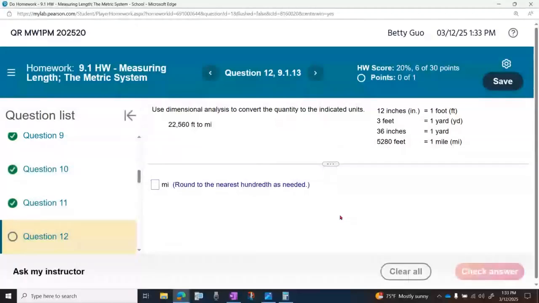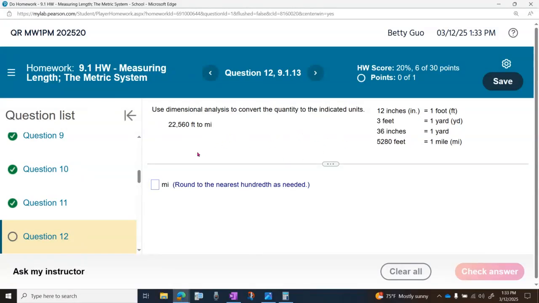All right. So this one, we convert between foot and mile. You know how much 1 foot is, and you know how much 1 mile is, right? If you walk a mile, it's probably going to take a while. How many minutes do you walk a mile? 30 minutes.